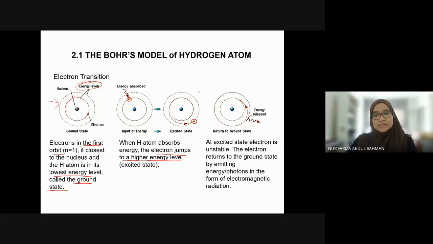As you can see, this is N1 and this is N2. The dashed line represents the N2. Okay, so it jumps to a higher energy level. So this is what we call excited state. Okay, so after a while, at excited state, electron is unstable. So the electron returns to the ground state by emitting energy or photon in the form of electromagnetic radiation. Okay, right.